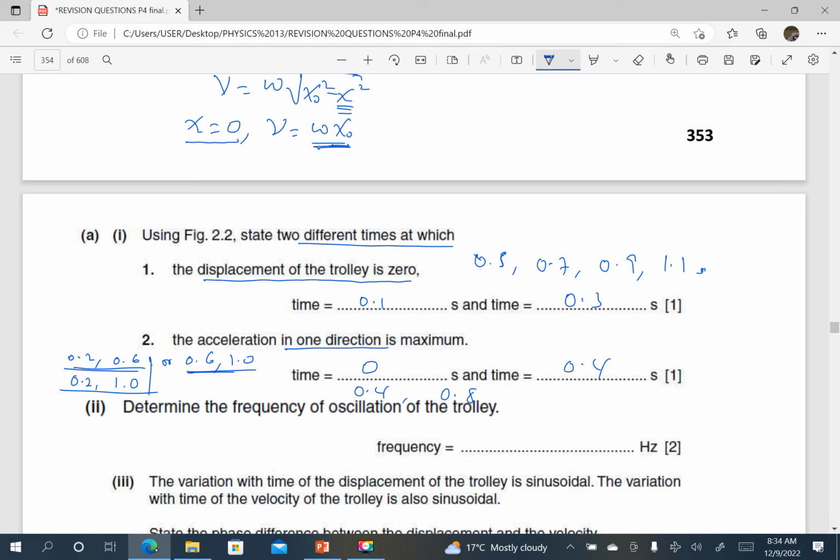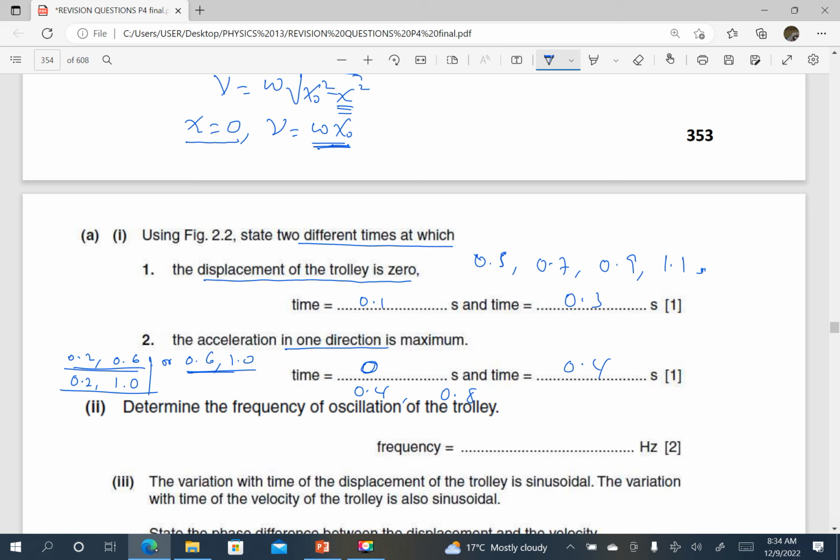Note that the acceleration is maximum when the velocity is 0. And of course, we know that the velocity is maximum when the acceleration is 0. Okay, so here I have just chosen 0 and 0.4. You could choose 0.4 and 1.0. Those are positive gradients.